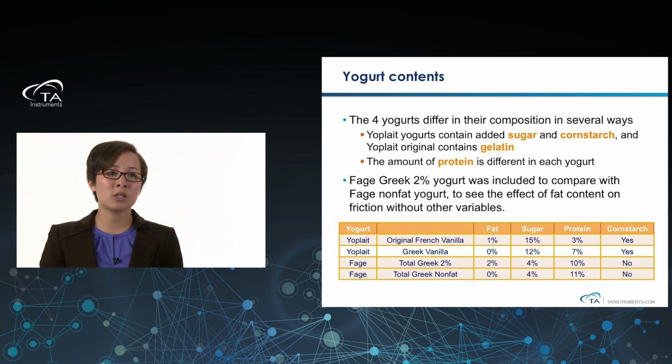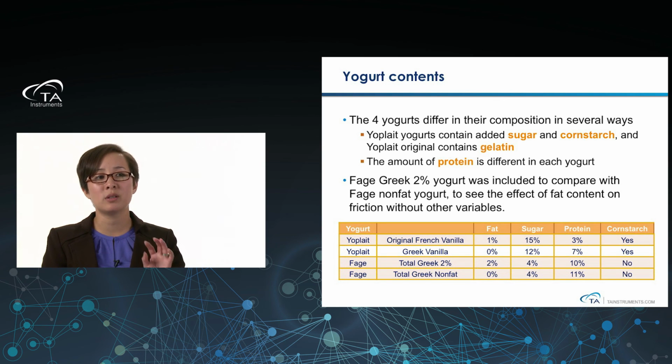So as you can see here, we've got all of our different types of yogurts. Some included cornstarch, others didn't. They had different sugar contents, different protein contents, and different fat contents. But you could see with the Fage yogurts, the only difference between them was the percent fat.